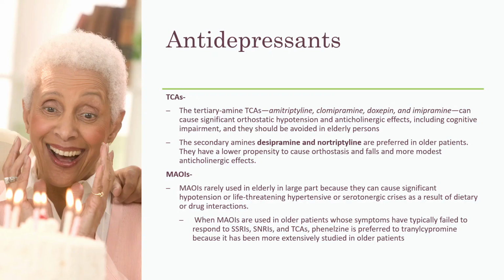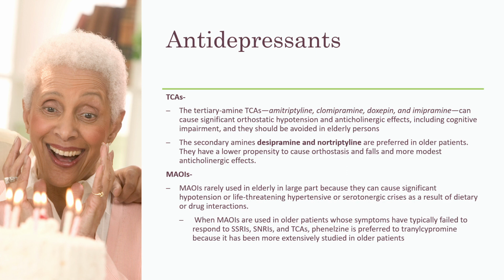Other antidepressants such as the TCAs are not favorable in geriatrics, okay? The tertiary ones such as amitriptyline, clomipramine, doxepin, and imipramine all can cause significant orthostatic hypotension and anticholinergic effects. They can be very, very drying, so the urinary retention and things are going to get worse, with risk of falls and risk of more cardiac events.